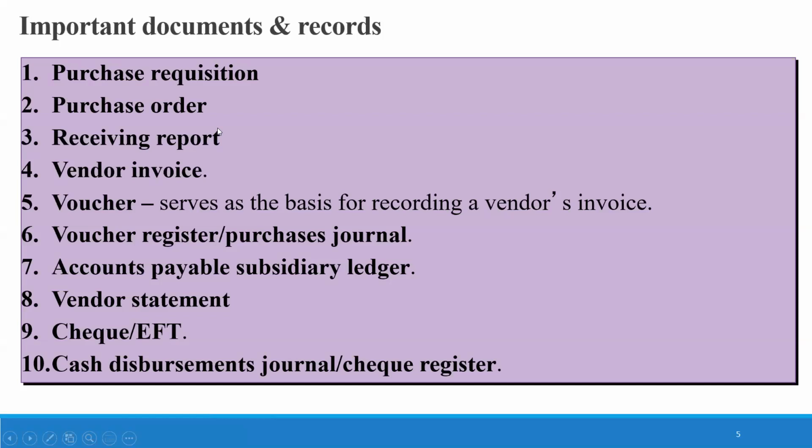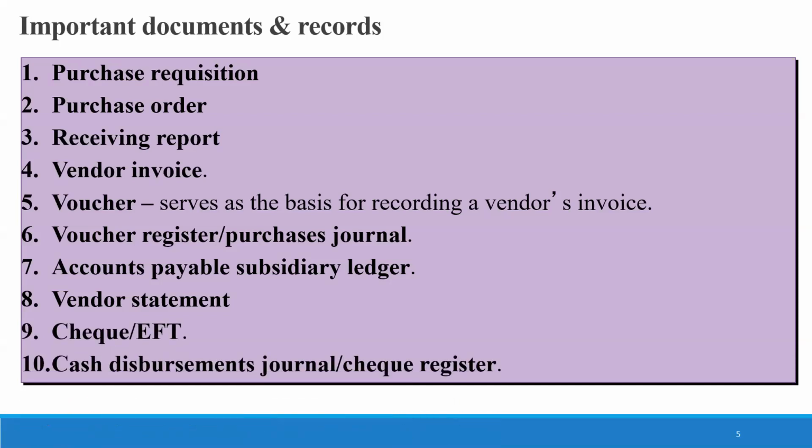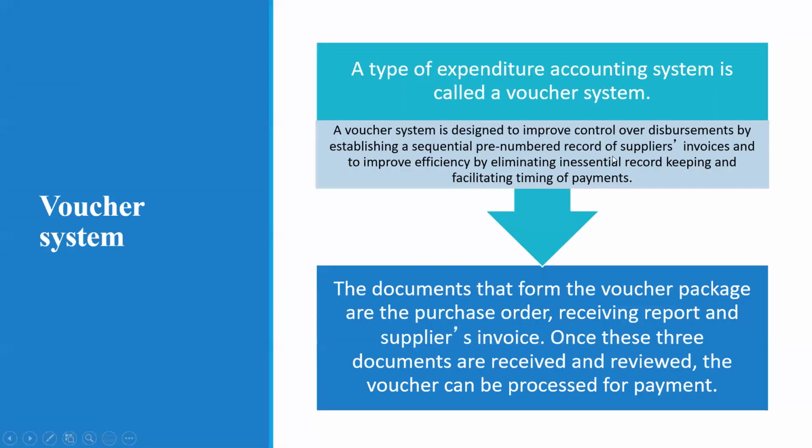So when we are talking about the procedures previously, and when we look at those important documents, would you notice we talk about the voucher? So what is a voucher? In the purchase cycle, we emphasize a voucher system. The voucher system is a type of expenditure accounting system, designed to improve control over disbursement by establishing a sequential pre-numbered record of those important purchase documents.